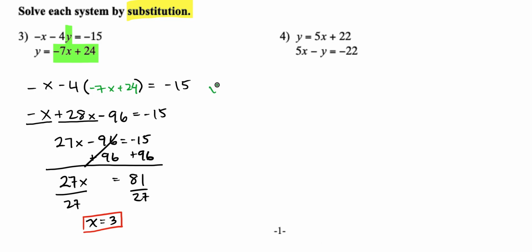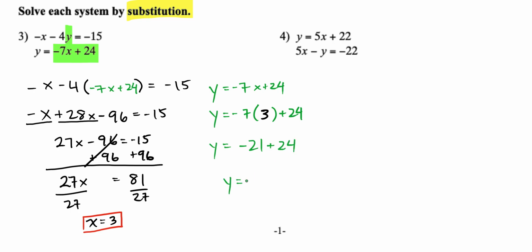So I have y is equal to negative 7x plus 24. I just rewrote it. And instead of x, I'm going to put a space and replace x with 3, right? Because x is equal to 3. So I get y is equal to negative 7 times 3 to get negative 21 plus 24, and y is equal to 3 as well. So this is also going to be part of my final answer.